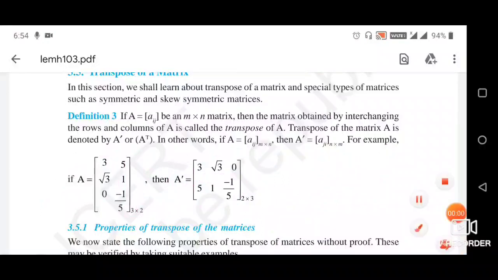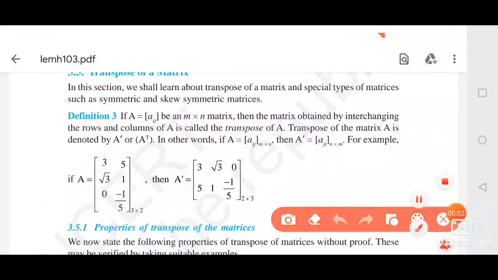So here you see the order of the matrix A was 3 by 2 and whenever we have done the transpose of A, the order of the matrix will become 2 by 3. That means the number of rows of A is the number of columns of A transpose and the number of columns of A is the number of rows of A transpose.